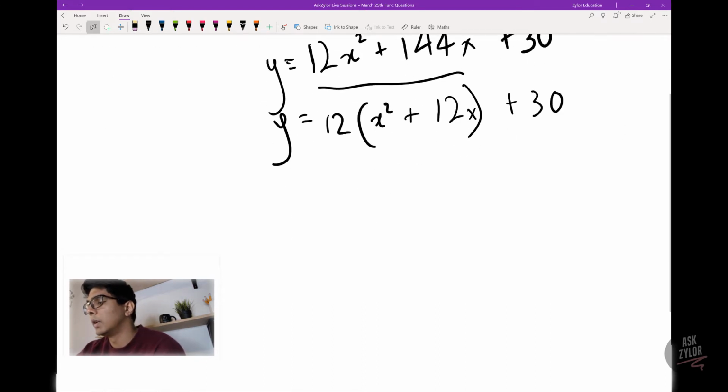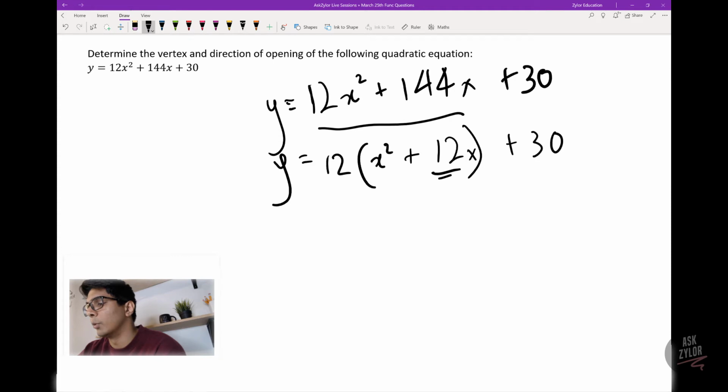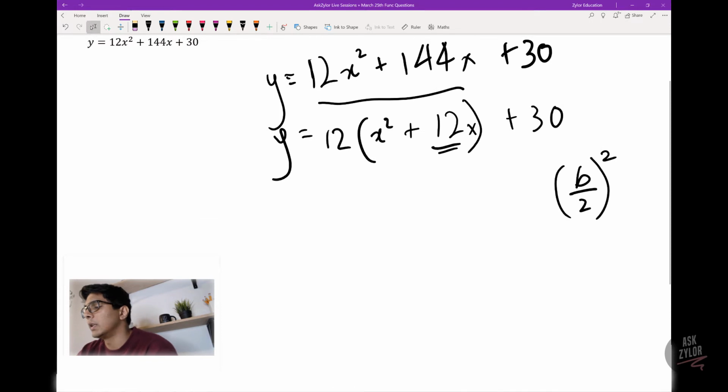The next step is to see what this value is. I'm just going to call it b, and then divide it by 2 and then square it. You'll see why we do that in a second. So my b value in this case is 12. 12 over 2 squared is going to be 6 squared. In other words, it's going to be 36.